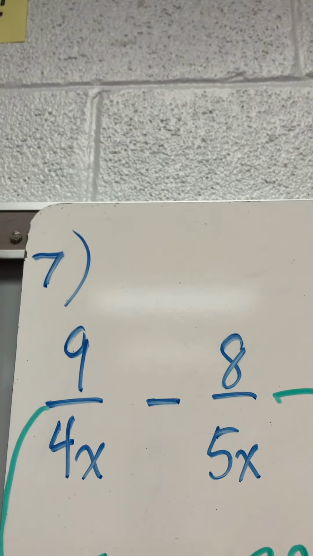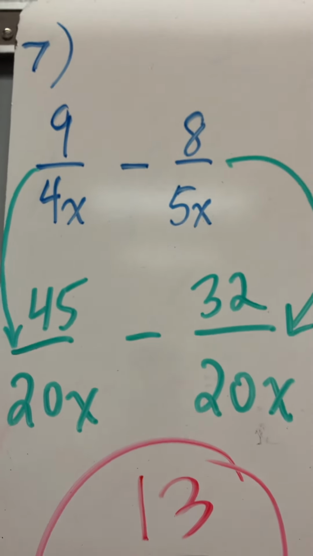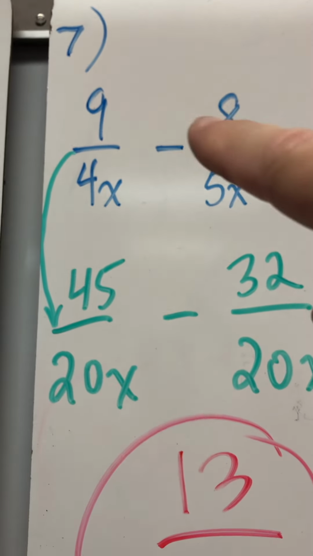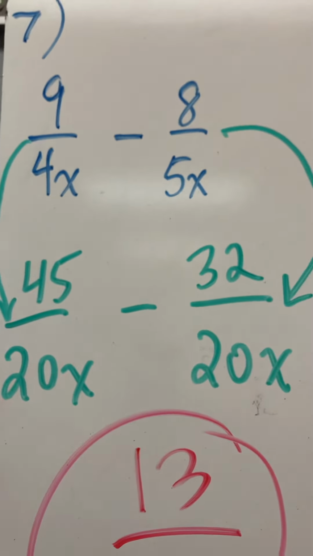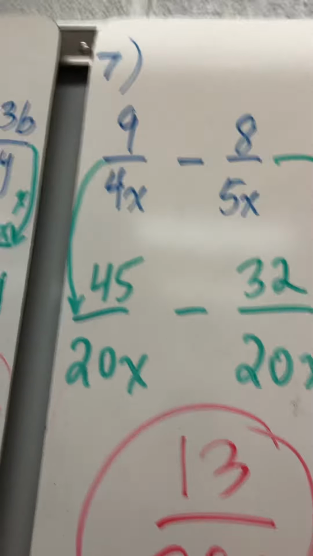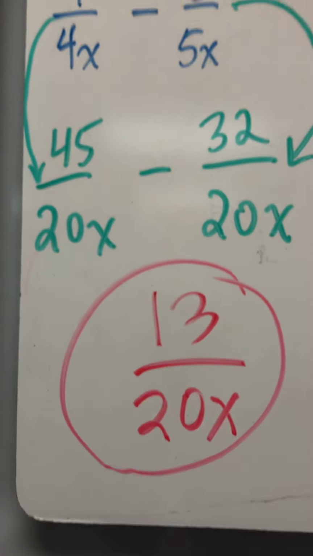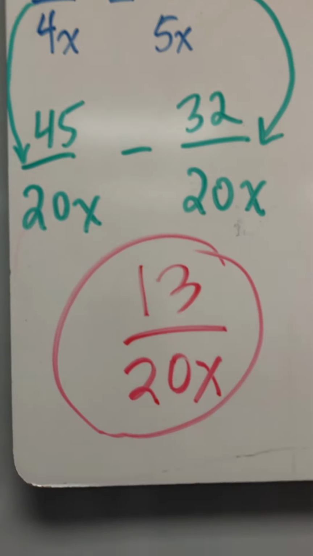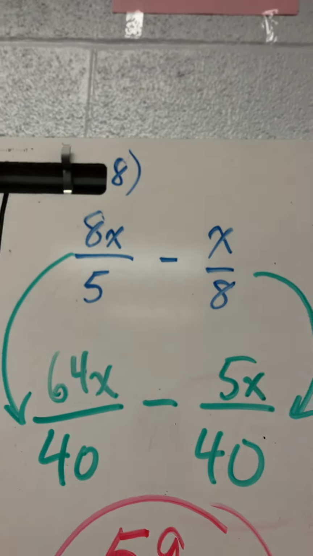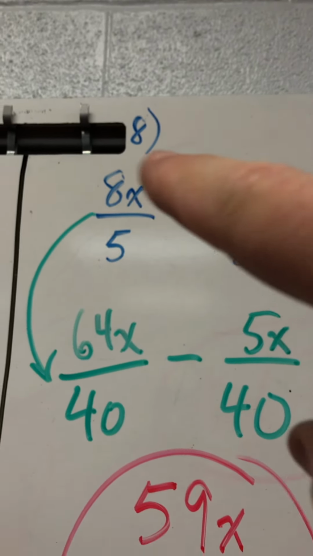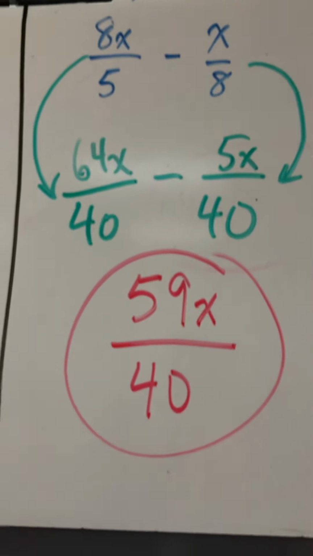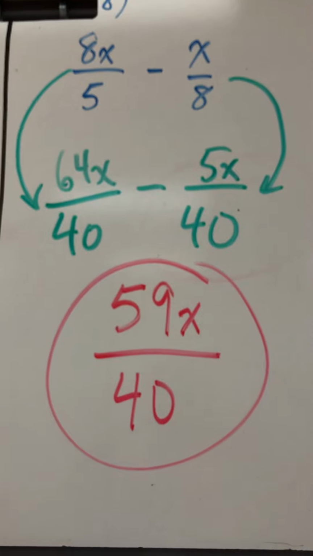4x and 5x, common denominator is 20x, right? 4x times 5 is 20x, so 9 times 5 is 45. 5x times 4 is 20x, so 8 times 4 is 32. 45 minus 32 is 13 over 20x. 5 and 8, common denominator is 40. Times 8 is 64, times 5 is 5x. 64x minus 5x, 59x over 40.